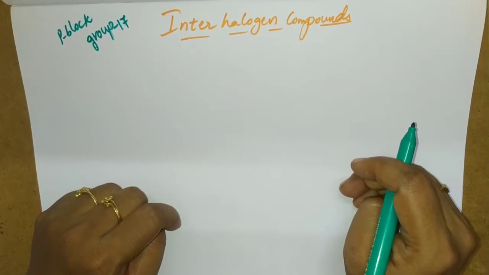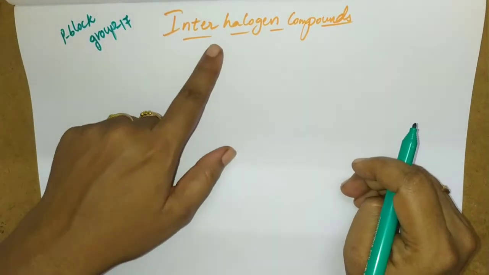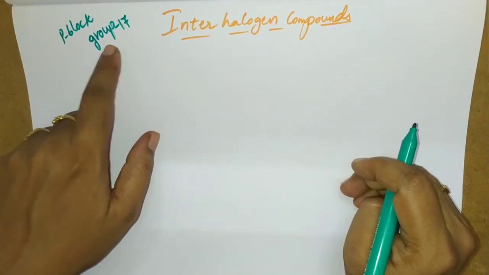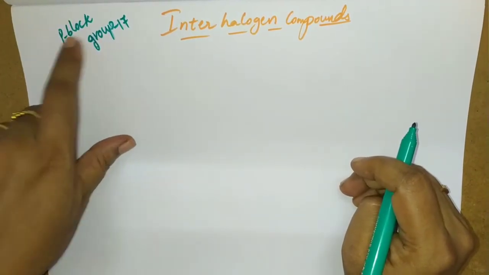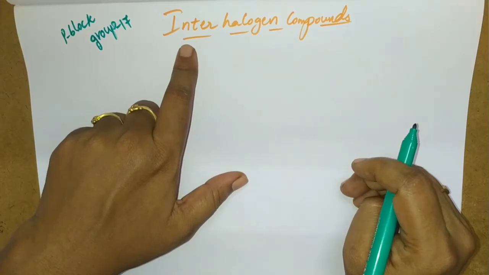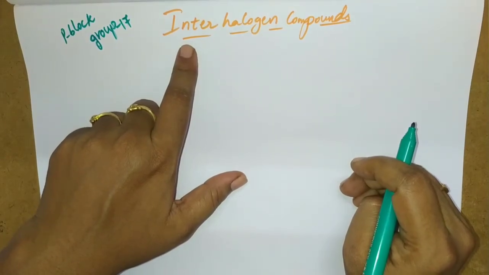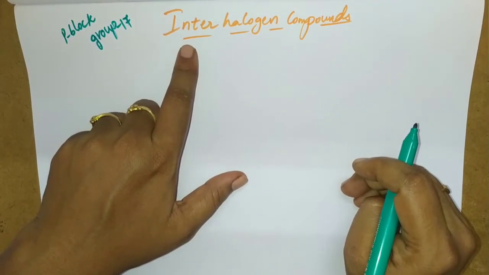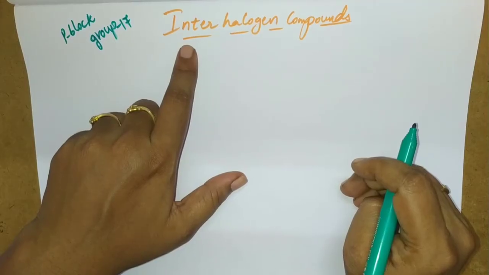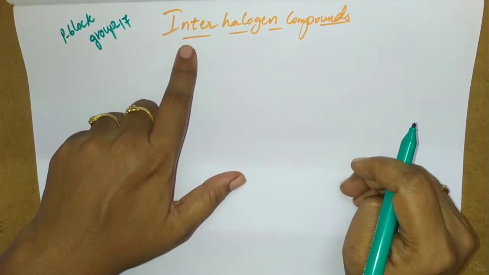Today our topic is interhalogen compounds. These belong to group 17, and group 17 belongs to the p-block elements. We know the halogens are fluorine, chlorine, bromine, iodine, astatine. Flo, clo, bro, is. Okay, this is our magical line.